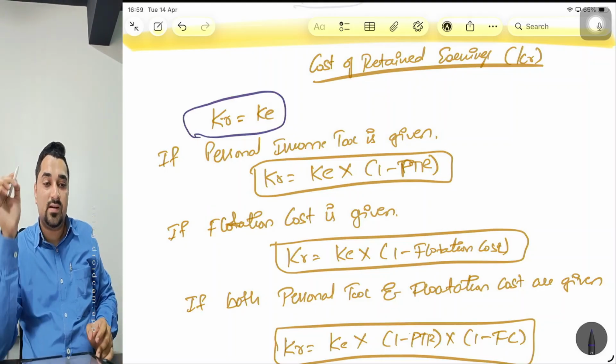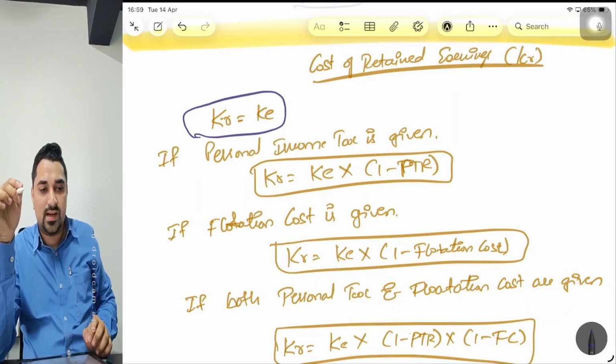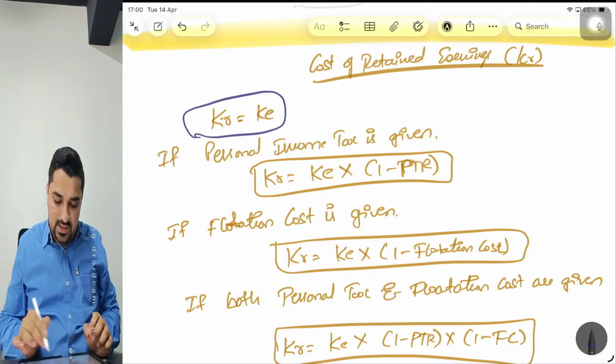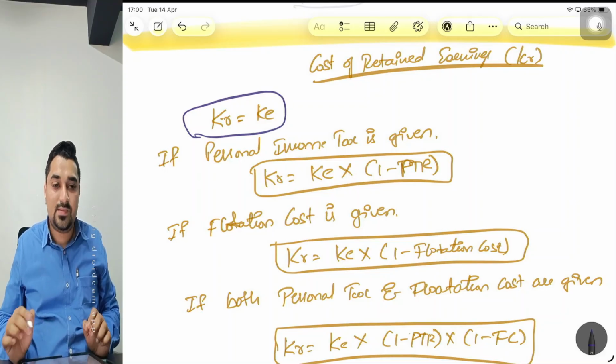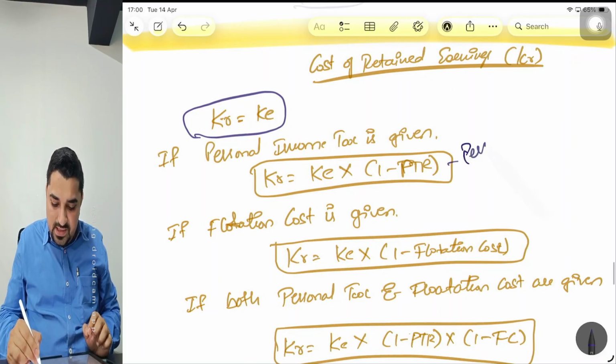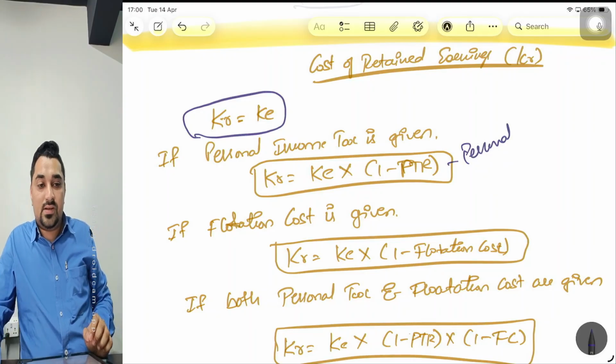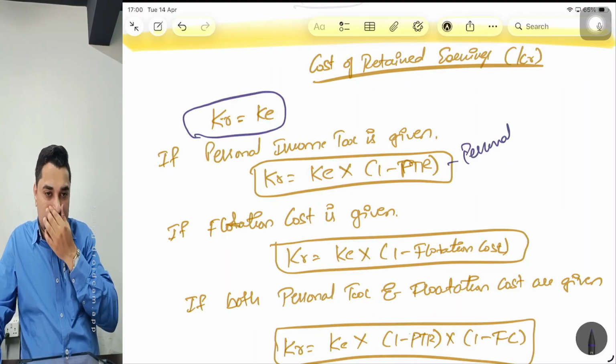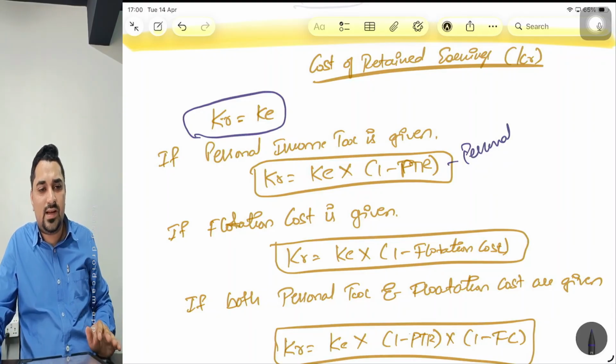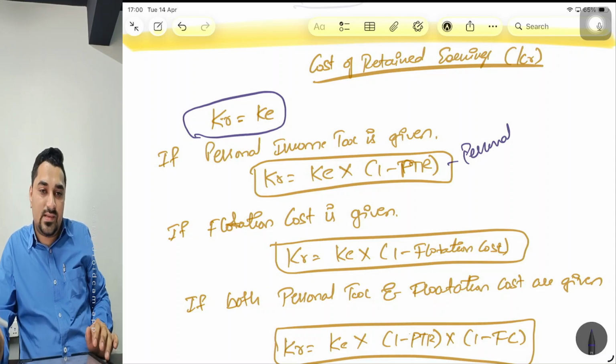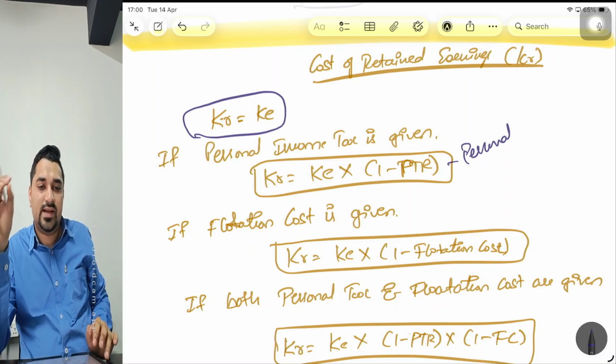But if personal income tax rate of the shareholder is given in the question, in that case, KR equal to KE into 1 minus PTR. PTR means personal tax rate, not the company's tax rate, personal tax rate. So normally, what is the formula for KR? KR equal to KE. But if personal income tax rate is given, then KR equal to KE into 1 minus personal tax rate.